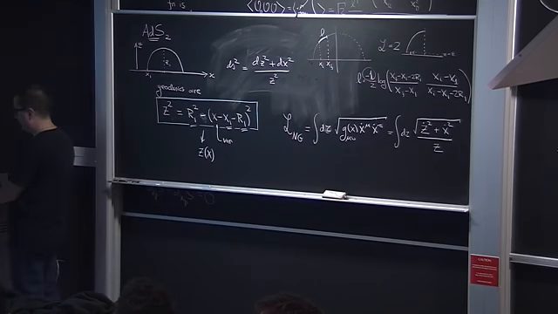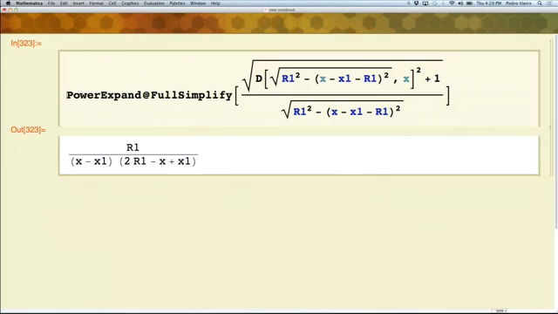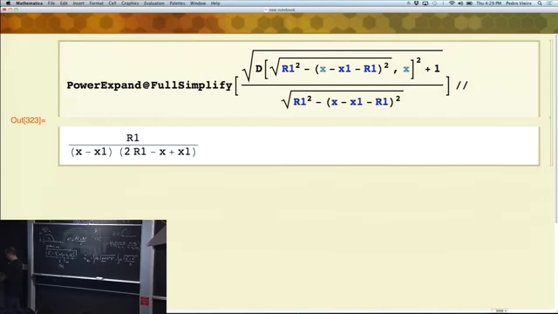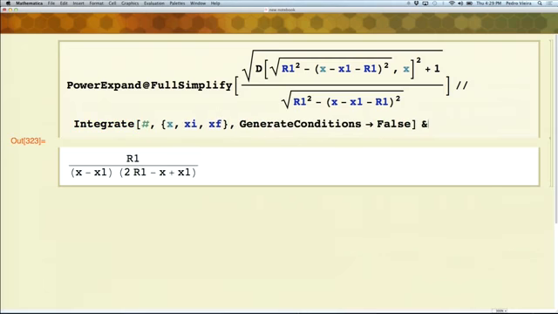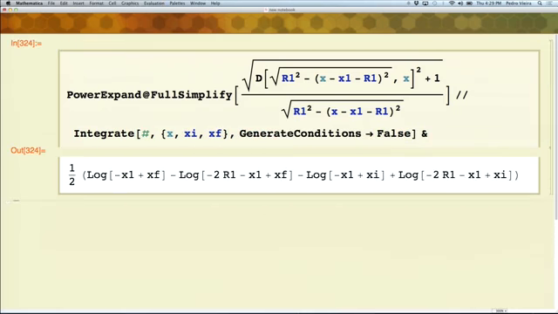So we just consider this. We take the square root of this and we divide by z. And we fully simplify. And we get this, and then we just integrate this expression from some initial value of x to some final value. And this is the integral, the result that we have here. Okay? So nothing special, it is what it is.